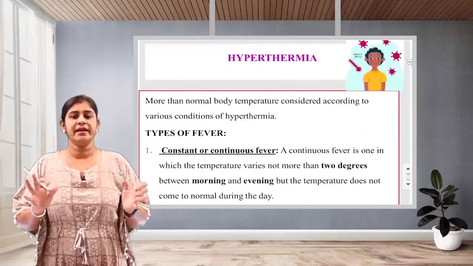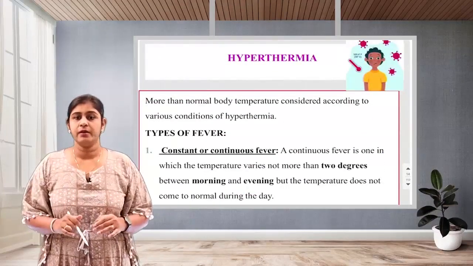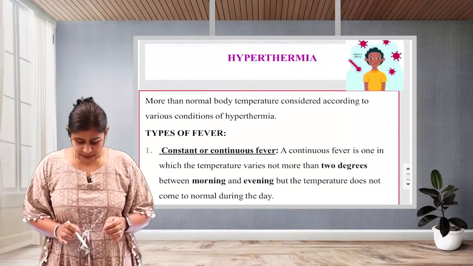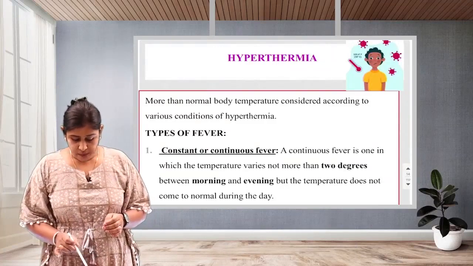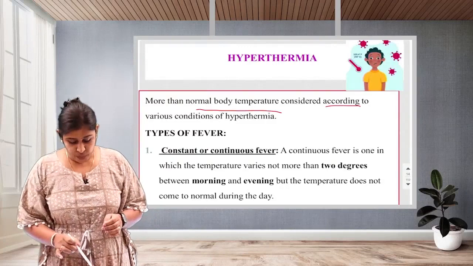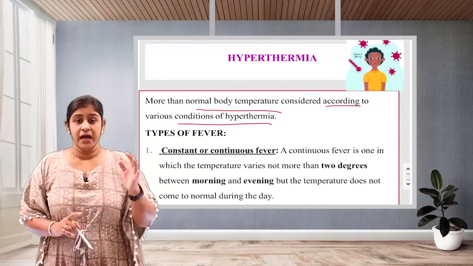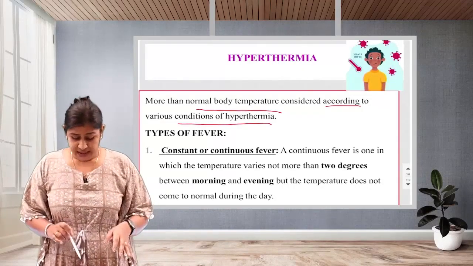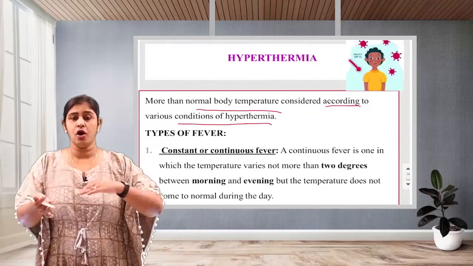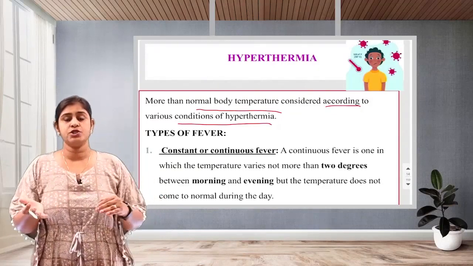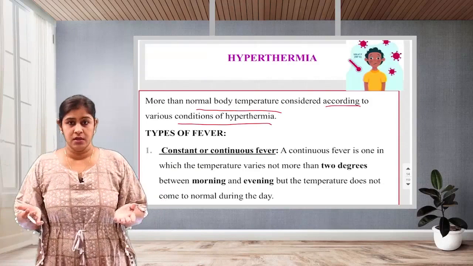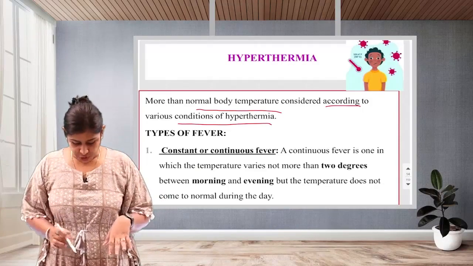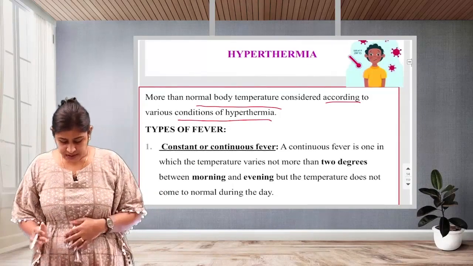So this was all regarding hypothermia. Next we will be learning about hyperthermia. Hyperthermia refers to a body temperature higher than normal, considered according to various conditions. It is a condition in which the temperature is raised above the normal body temperature. Here, first are the types of fever.